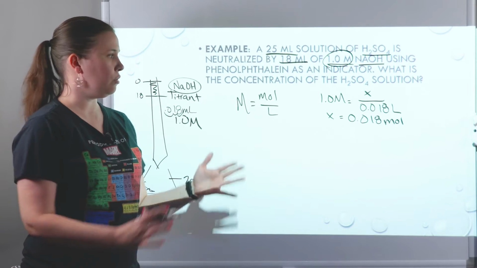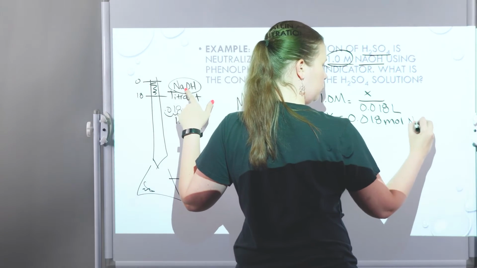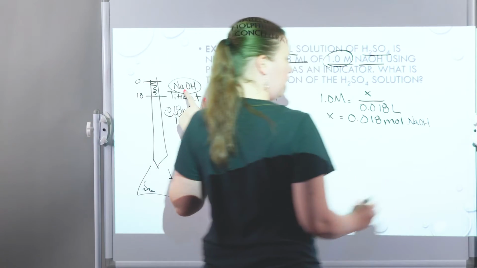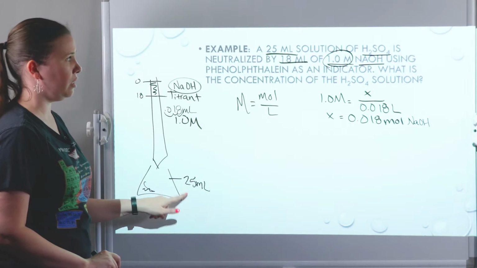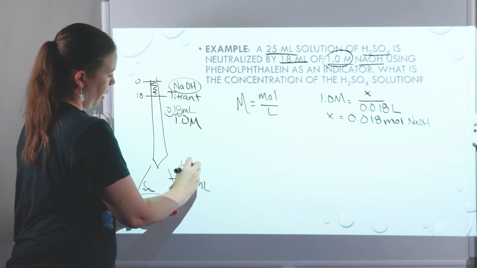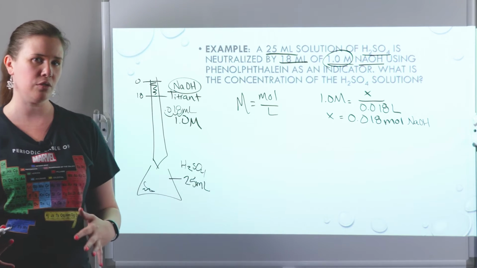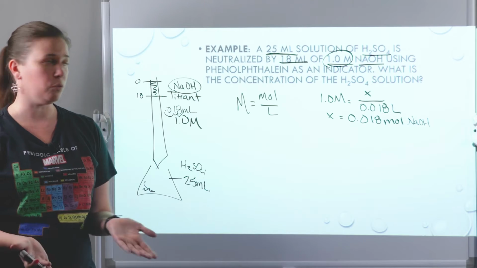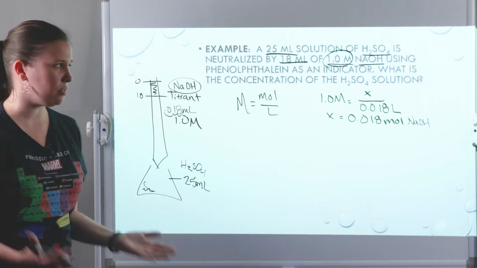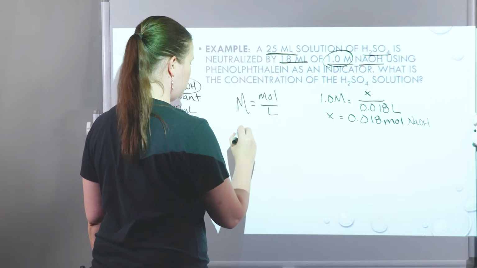Now I want to convert the moles of the sodium hydroxide here, mole of NaOH, into the moles of my unknown concentration. Down here I had H2SO4. So how do you convert from one substance to another substance? You're going to need your mole ratio, which means we need the balanced equation. I know I was supposed to do that first. I always think of it when I need the mole ratio.